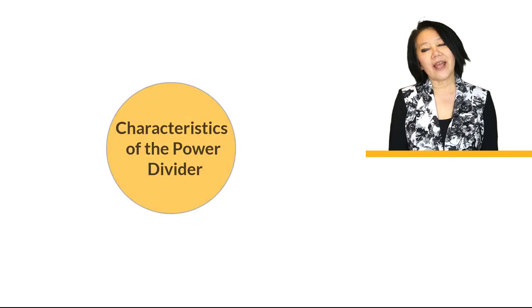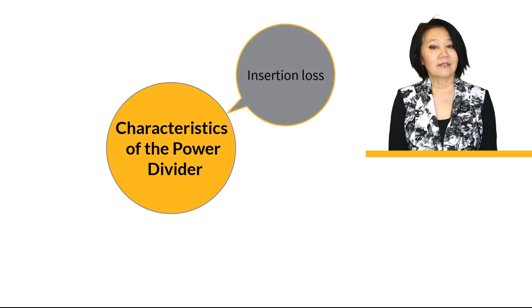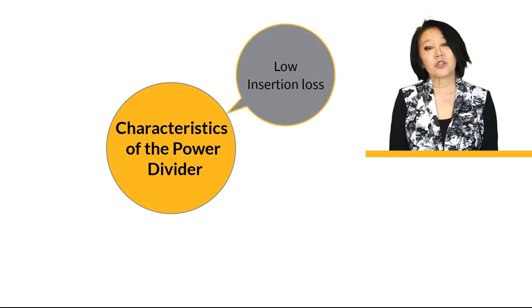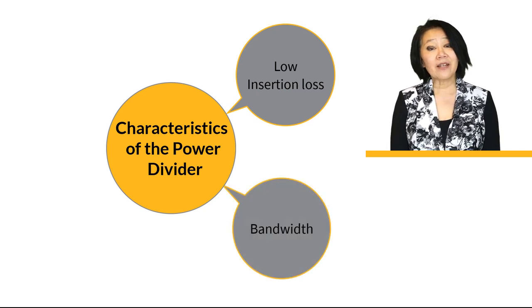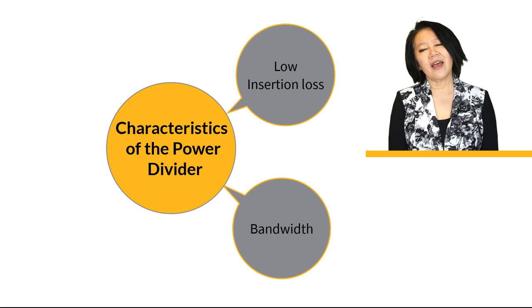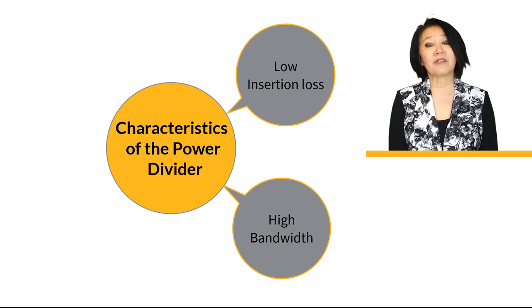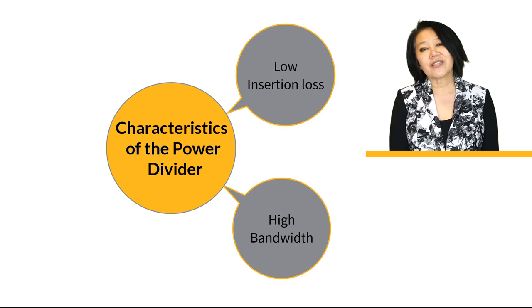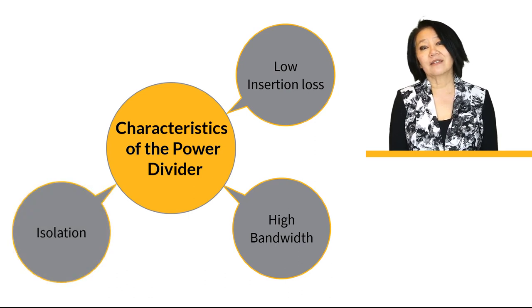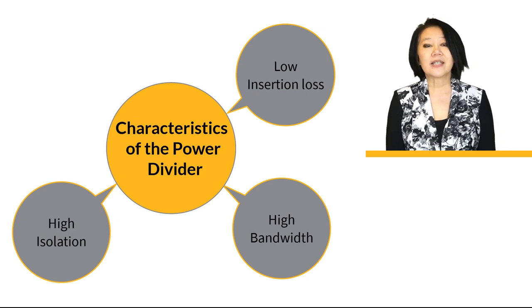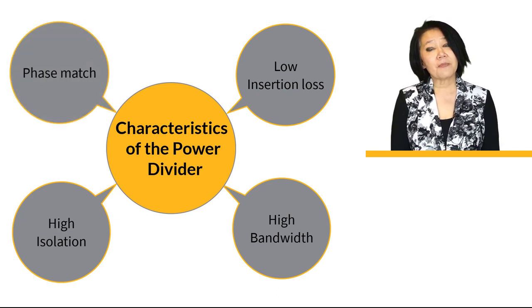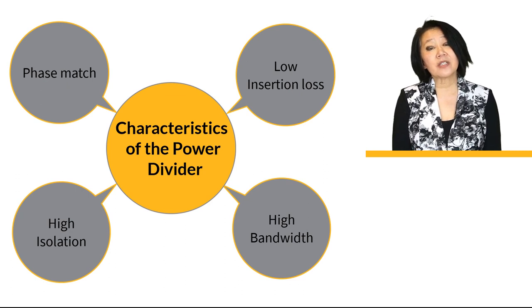The most important characteristics of power dividers are insertion loss from input to output, which should be as low as possible, although it is impractical to have zero loss. Bandwidth: we always want as much bandwidth as possible, but the operation is dependent on frequency range. Isolation between the output ports should be as high as possible to keep them isolated from each other. And phase match between the outputs: in some applications, it's required to have the same phase at the output ports.